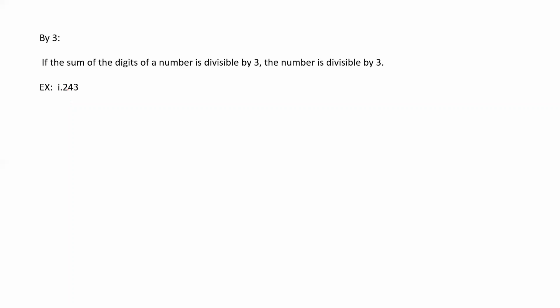Next, divisibility rule of 3. If the sum of the digits of a number is divisible by 3, then the number is divisible by 3. Take 243, sum of the digits: 2 plus 4 plus 3. 2 plus 4 is 6, 6 plus 3 is 9. Divide 9 by 3. 3 threes are 9. 9 is divisible by 3. So 243 is also divisible by 3.